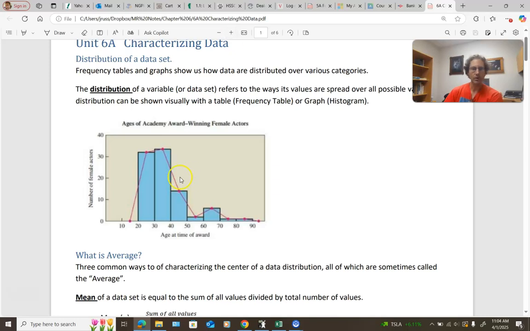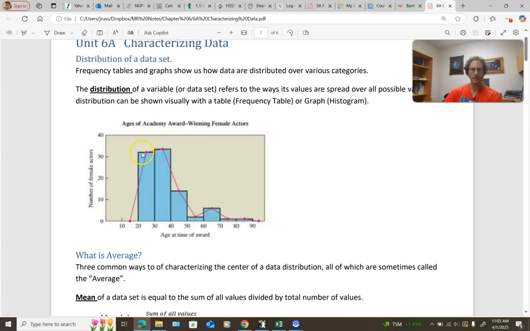I know we made one, but here's another example. This is just the histogram from the data that pertain to the ages of the Academy Award-winning female actresses, okay, or actors. So how old were they when they won their first Oscar or Academy Award? And if you guys remember, we talked about this. Most are going to be in their 20s, their 30s, and then their 40s, and then we see a real decline after that. Sort of a small resurgence right here in the 60s.